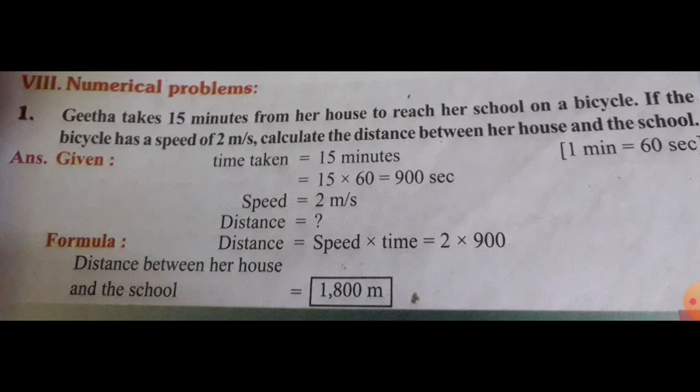Speed is given, 2 meter per second. Distance is what the question asks. You know the formula for distance, children: speed multiplied by time. This is the formula for distance. So speed is already 2, multiplied by time, 900. 2 into 900, how much, children? Yeah, 1800. The SI unit of distance is meter. So the distance between her house and the school is 1800 meter. This is clear to you, children?